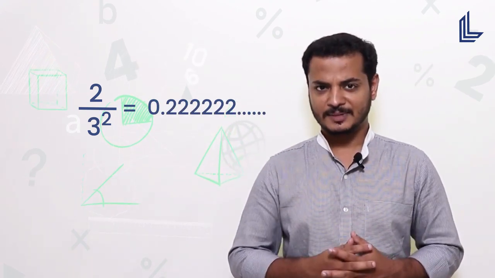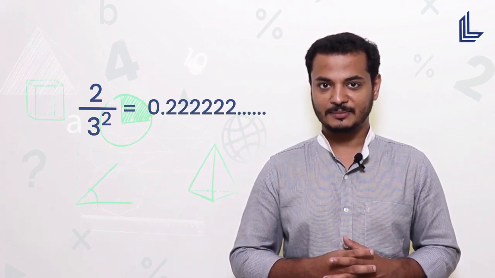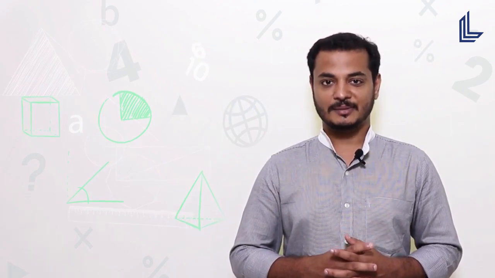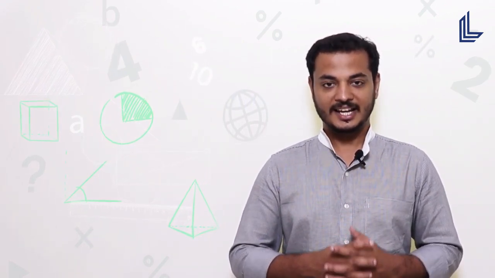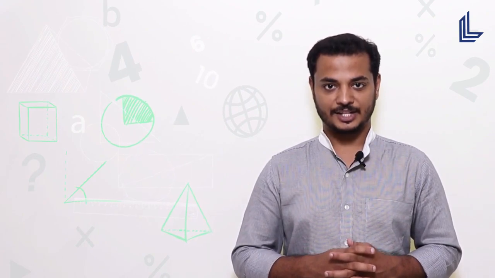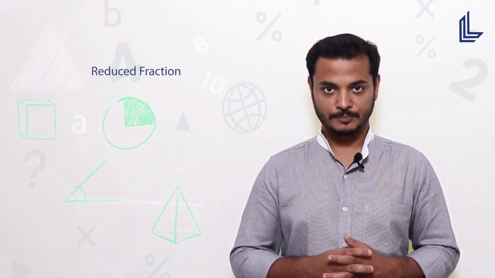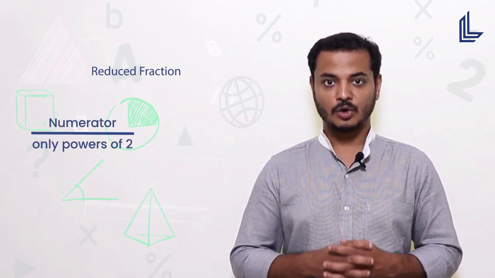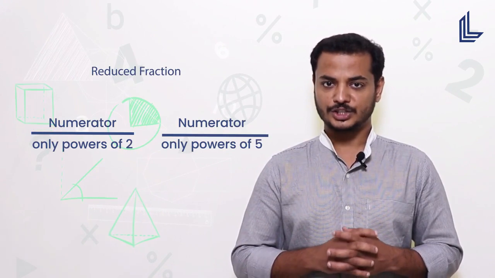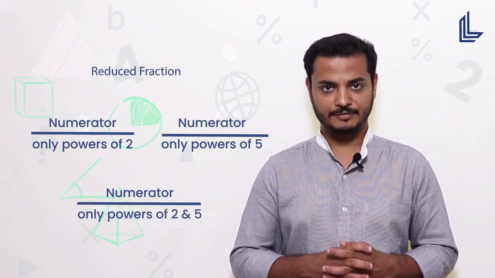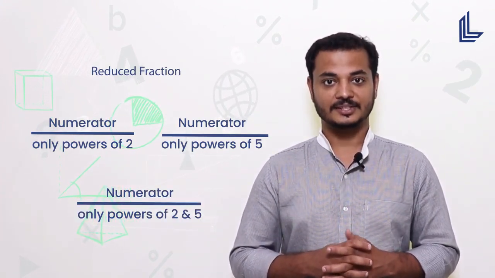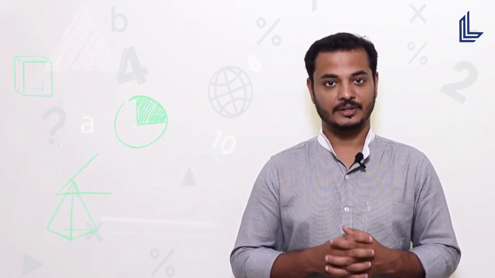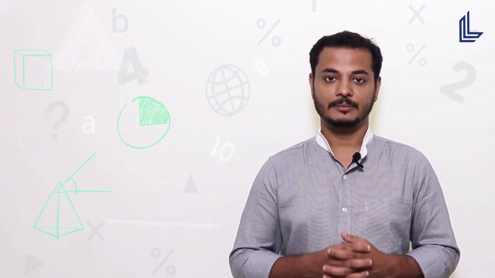Now do these examples help you understand clearly when a decimal terminates and when a decimal does not terminate? Let's quickly summarize what we have just learnt. In general, for any fraction given in its reduced form, if the denominator consists of only powers of 2 or only powers of 5 or just powers of both 2 and 5, we can certainly express the denominator in powers of 10, and hence that particular fraction would result in a terminating decimal.